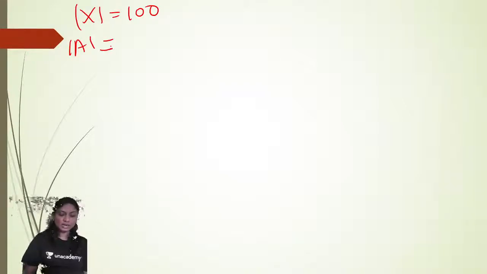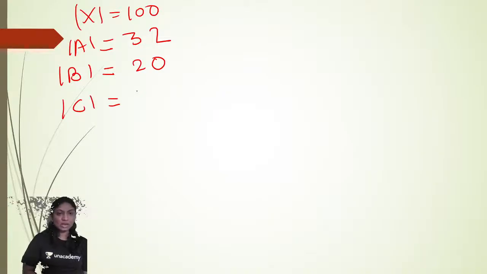So cardinality of X means the total number of students is 100. Now A denotes the number of students who study mathematics. So how many students study mathematics? 32 students study mathematics, right? B denotes the number of students who study physics. So 20 students study physics.